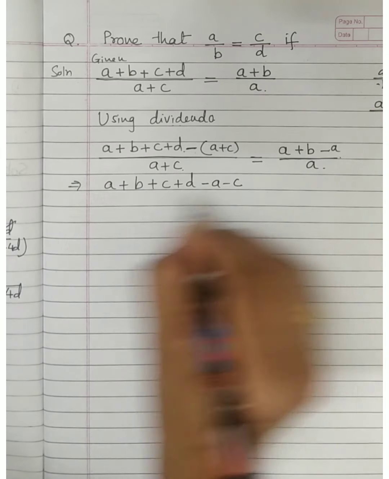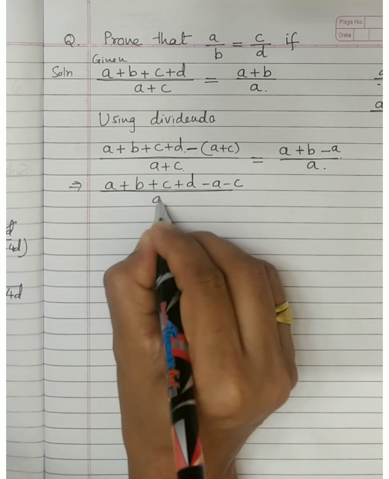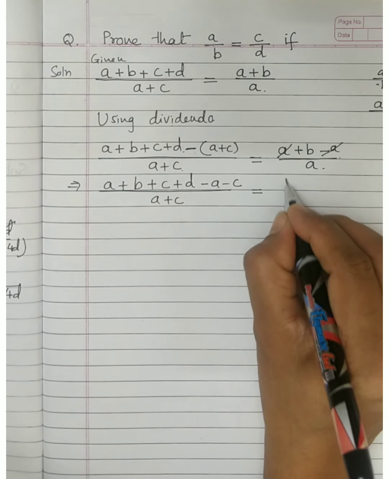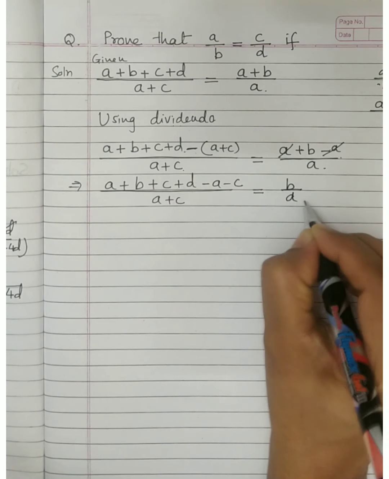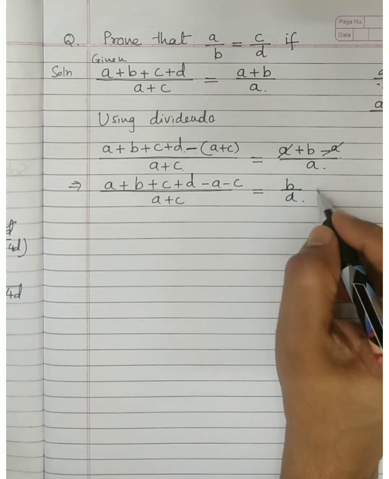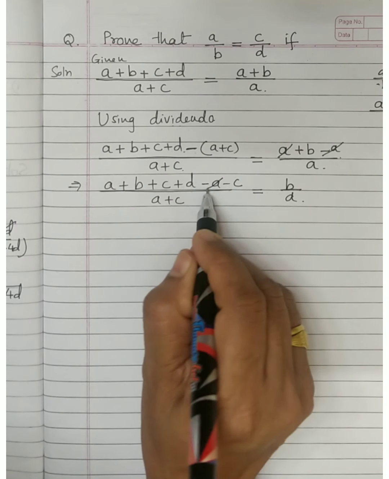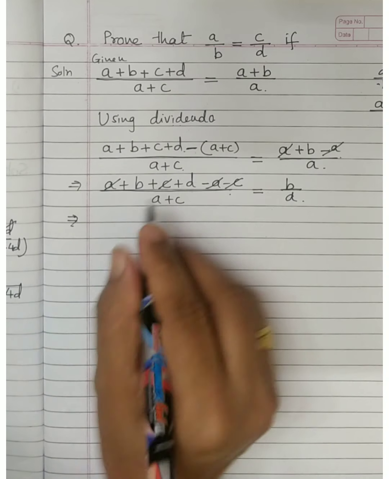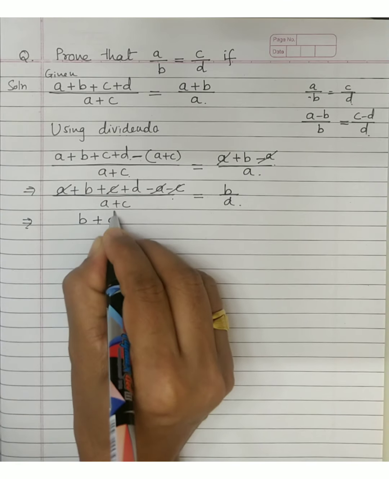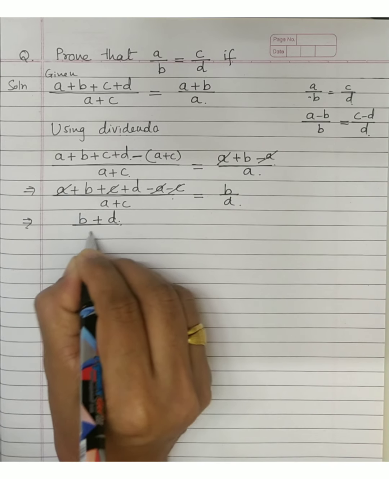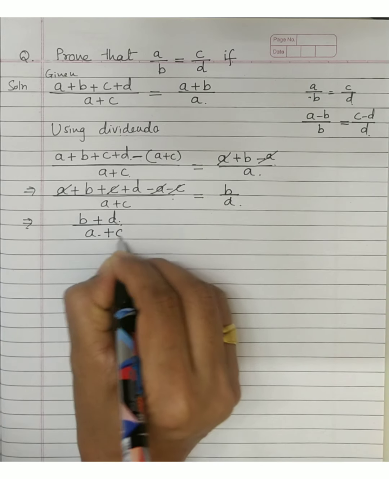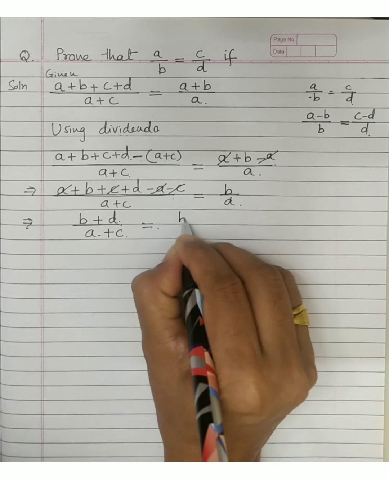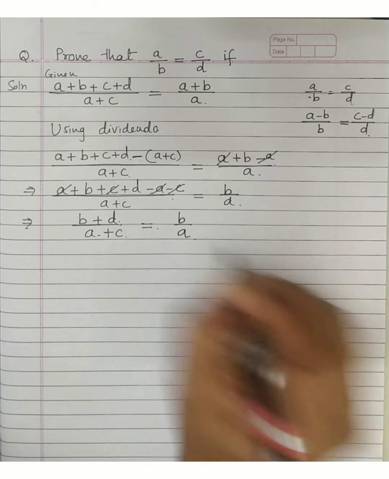Minus A minus C upon A plus C is equal to, plus minus A cancel, simply you have got B upon A. So at least one side is obtained here, B upon A. Here what terms are getting cancelled? A and C. What are you left with now? Plus D upon A plus C is equal to B upon A.